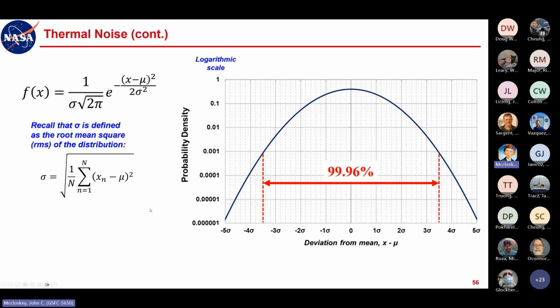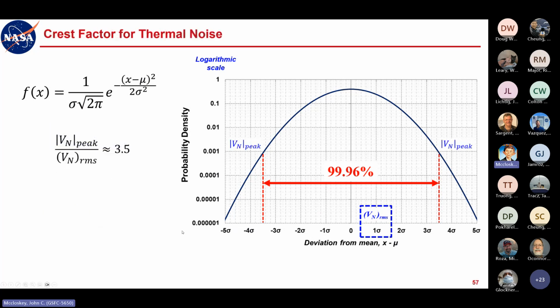Okay, so recall that sigma from the earlier chart is defined as the RMS value of this distribution. So the RMS value is actually 1 sigma. It's not the 0 line. So the long and short of it is that the ratio of the peak value of this distribution to the RMS value is just that 3.5 number. For all practical purposes, right? You wait around long enough, like 100 million years, maybe you'll get a value out here somewhere. But for our purposes, that ratio is going to be about 3.5.